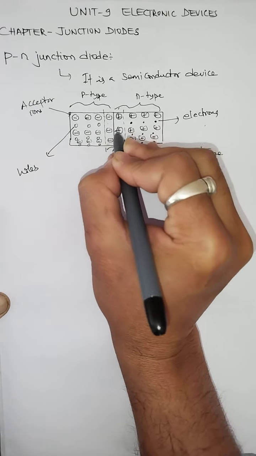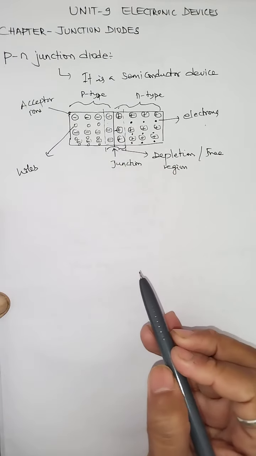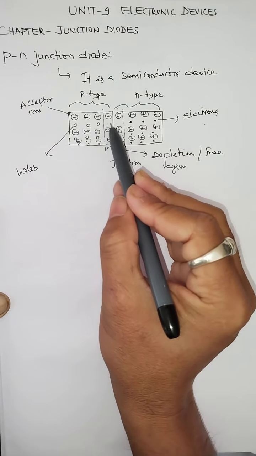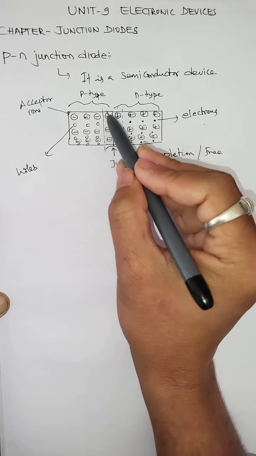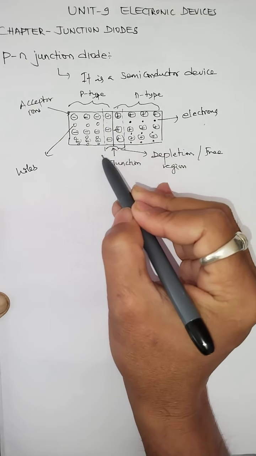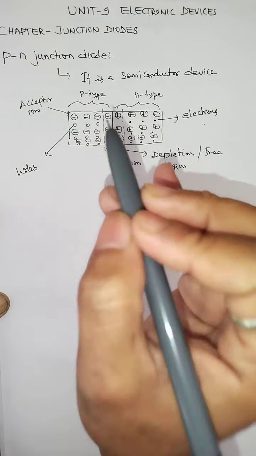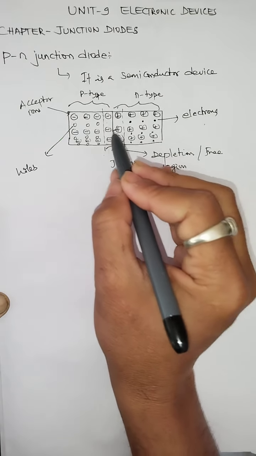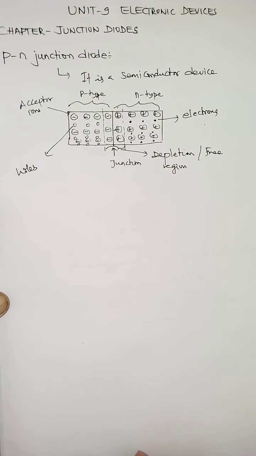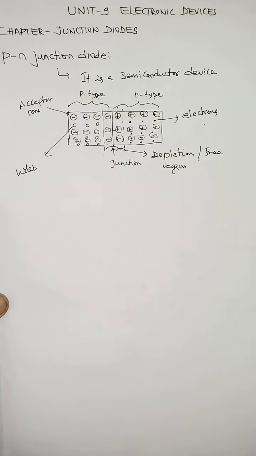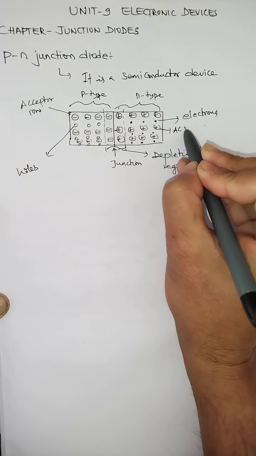When diffusion takes place near the junction of electrons and holes, there are no electrons and holes present in the junction. Only the ions remain: negative ions at one end and positive ions at the other end. This region, free from charge carriers, is called the depletion region.